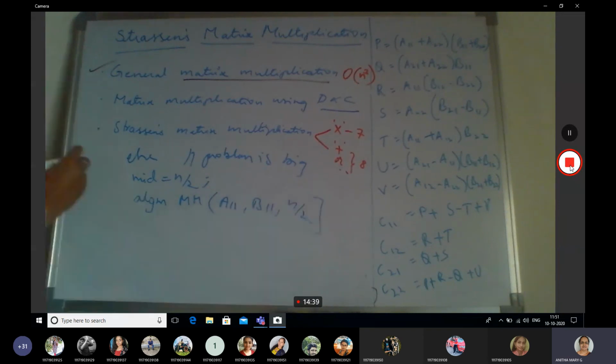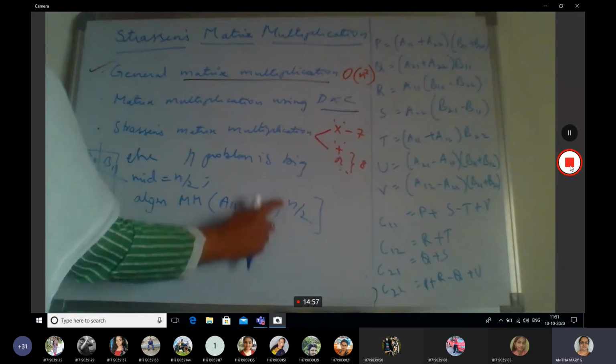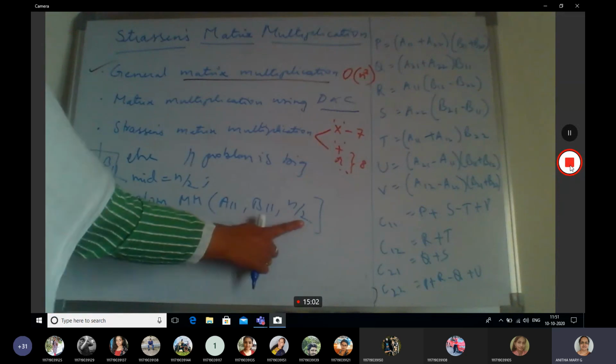So if you remember the 4 by 4 matrix, when we were dividing, this is A11 and this is B11, C11 and C12. Okay, so this one has to be multiplied with the next one. And the number of elements: if it is 4 by 4, it will be divided by 2. So those are the elements.